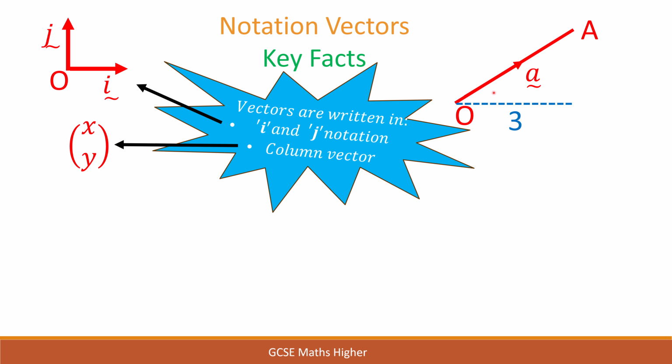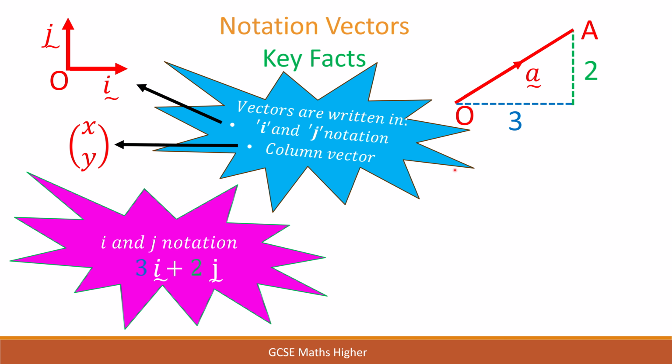Now, looking at this vector here from O to A, say the distance along the bottom is 3, and the vertical distance is 2. So I've gone 3 across to the right, which is a plus 3, which is 3 lots of i. Then going up 2, I've got plus 2j. Now, going to the left is a negative i, and going down is a negative j. So I can write the vector from O to A as 3i plus 2j.